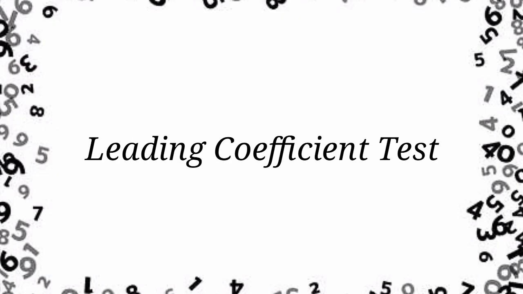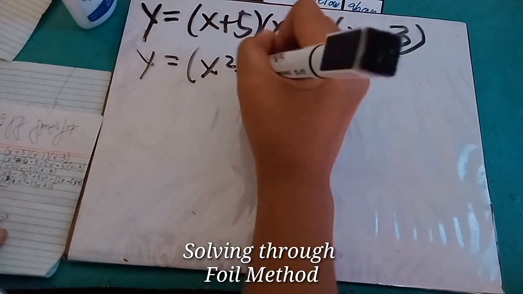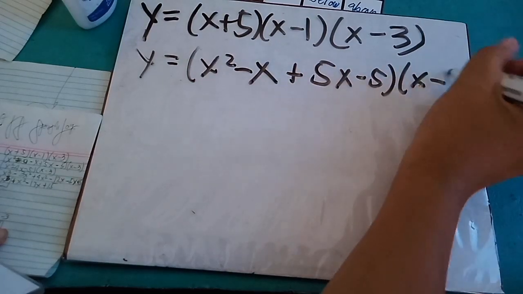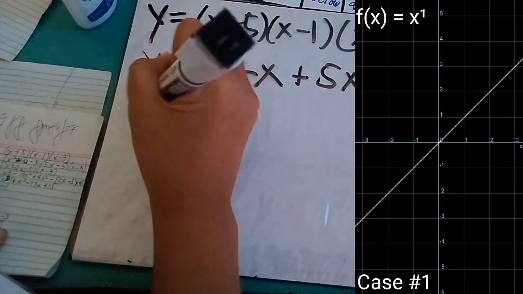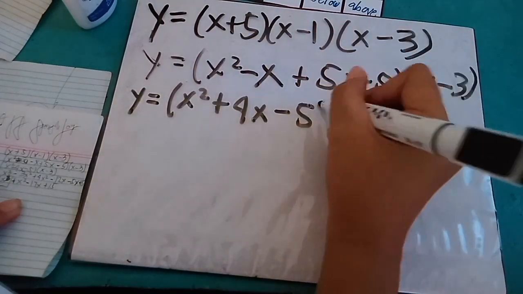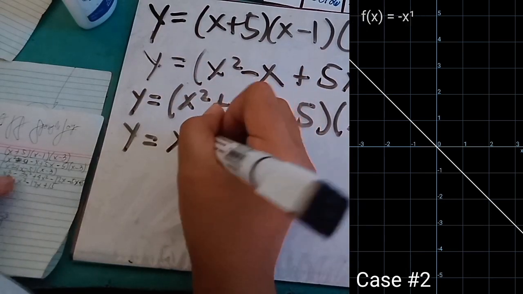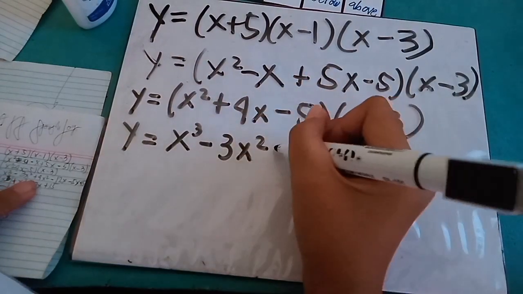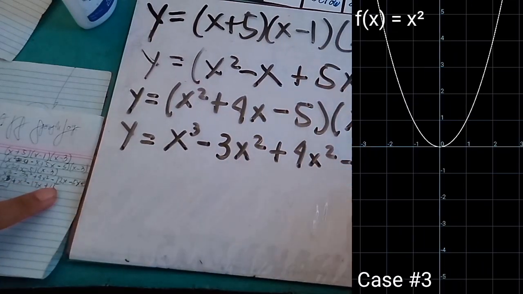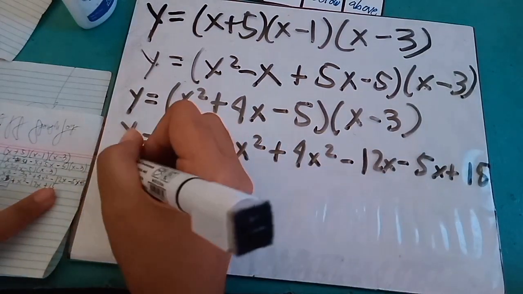The leading coefficient test is a test that determines the end behavior of the graph. This has 4 cases. Case 1, if the leading coefficient is positive and the degree is odd, it is falling to the left and rising to the right. Case 2, if the leading coefficient is negative and the degree is odd, it is rising to the left and falling to the right. Case 3, if the leading coefficient is positive and the degree is even, it is both rising. Case 4, if the leading coefficient is negative and the degree is even, it is both falling.